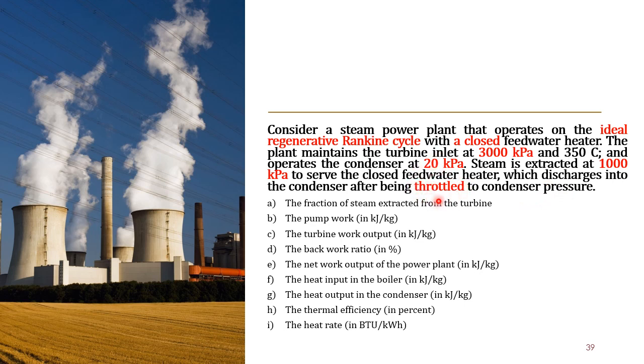It also states here that the closed feed water heater discharges into the condenser after being throttled to condenser pressure. The key term here, throttled, means that this system uses the trap in order to remove the liquid condensate from the closed feed water heater. So instead of pumping the liquid condensate to the boiler, it is throttled to the condenser. So that's why the setup of this one is using the steam trap. So we're going to solve the quantities enumerated from A to I.